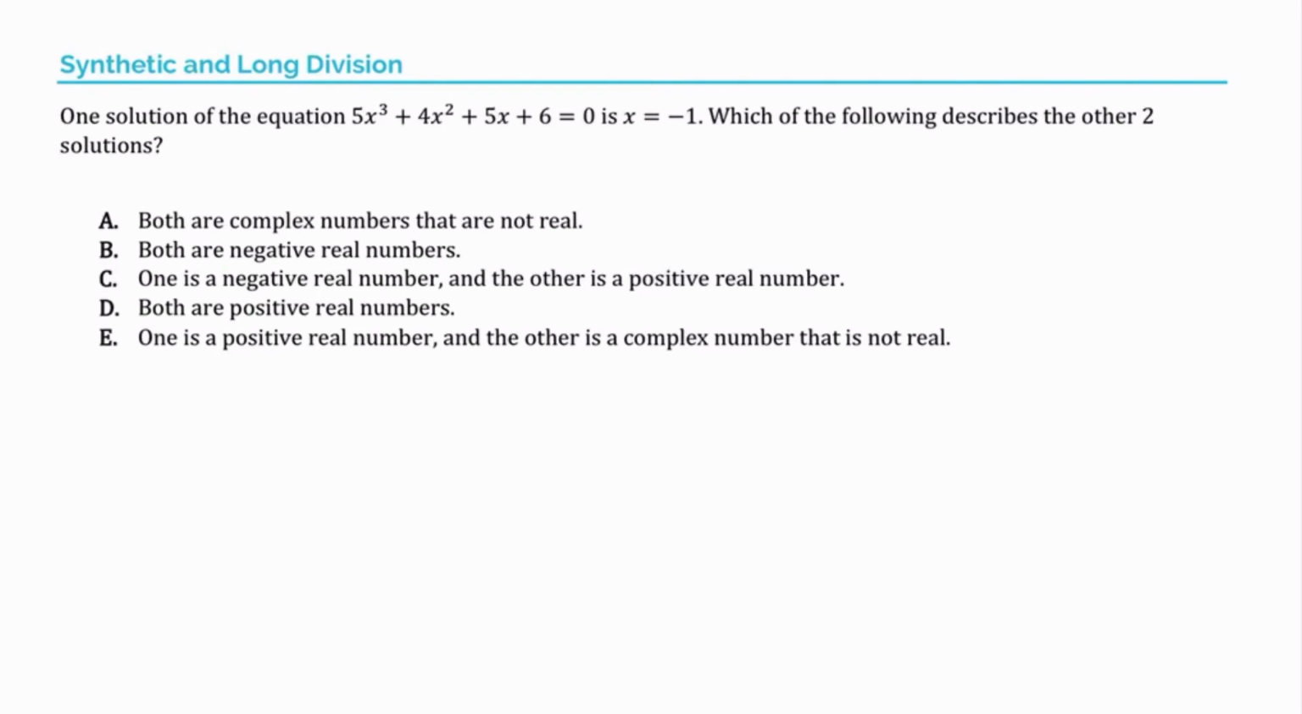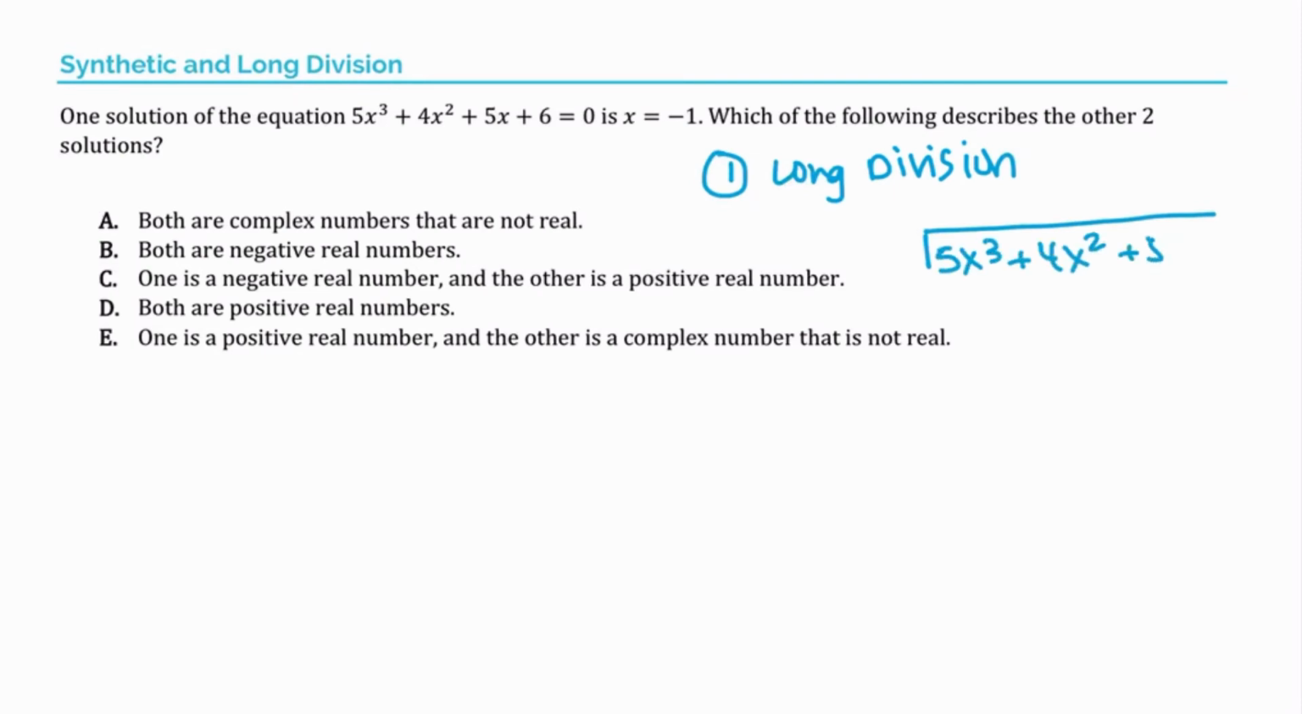We have the same thing for this next question. For this next question, you could do long division. And when you do that long division, you can set it up, right, that you have 5x cubed plus 4x squared plus 5x plus 6, and you're going to divide. Again, if negative 1 is the solution, then x plus 1 is your factor. But for this question, again, I want us to use synthetic division just to get a little bit more practice.